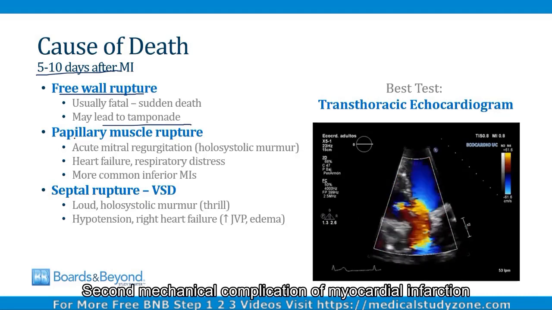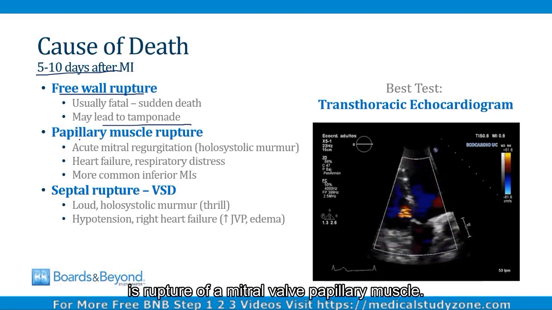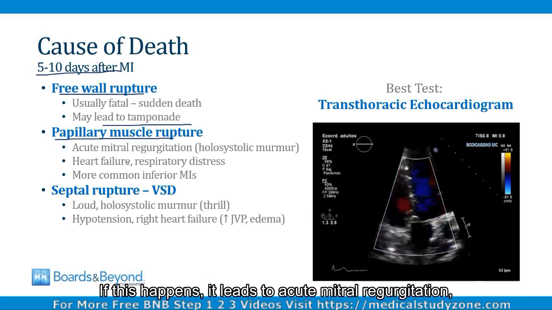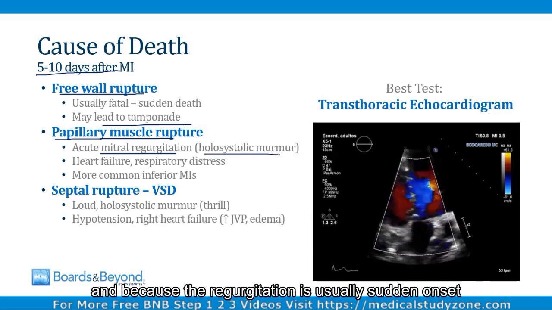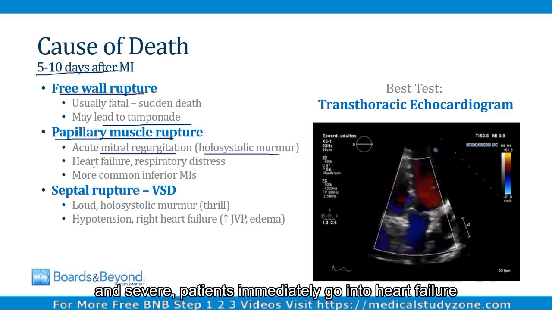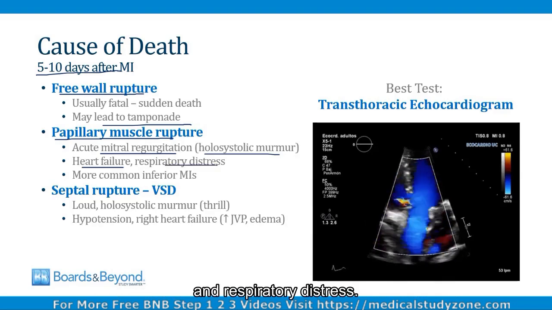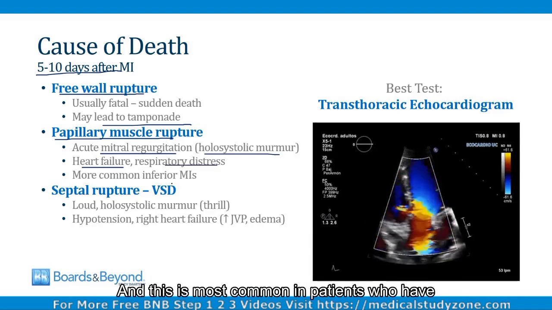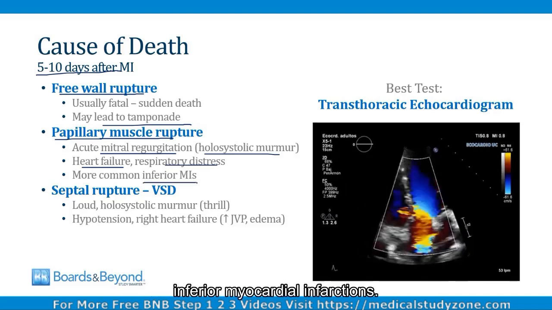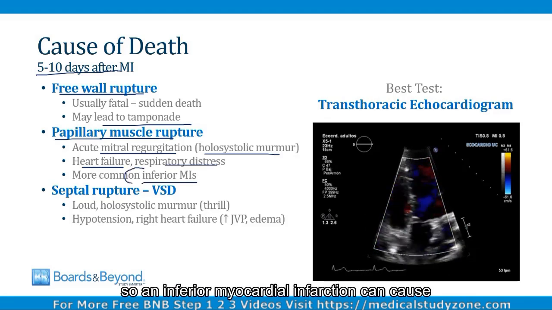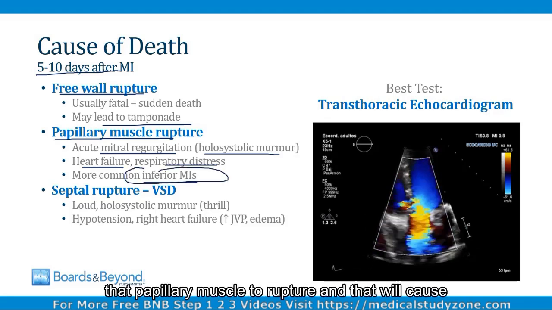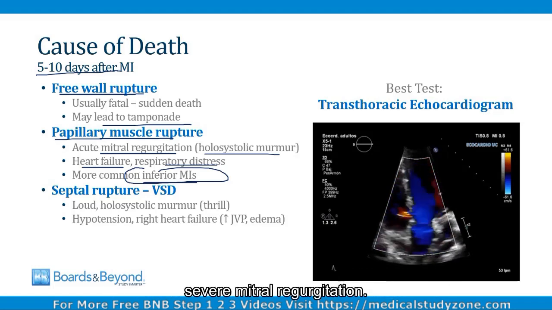The second mechanical complication of myocardial infarction is rupture of a mitral valve papillary muscle. If this happens, it leads to acute mitral regurgitation. There could be a holosystolic murmur present. And because the regurgitation is usually sudden onset and severe, patients immediately go into heart failure and respiratory distress. This is most common in patients who have inferior myocardial infarctions. One of the papillary muscles inserts into the inferior wall, so an inferior myocardial infarction can cause that papillary muscle to rupture, and that will cause severe mitral regurgitation.